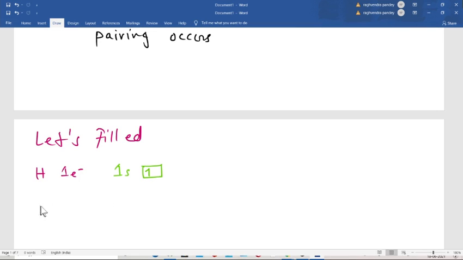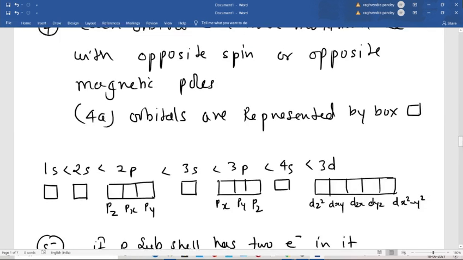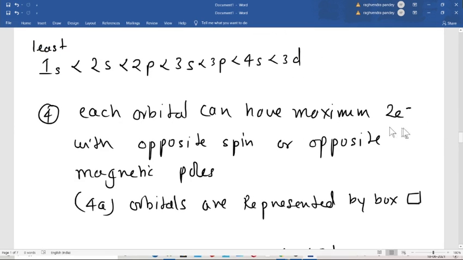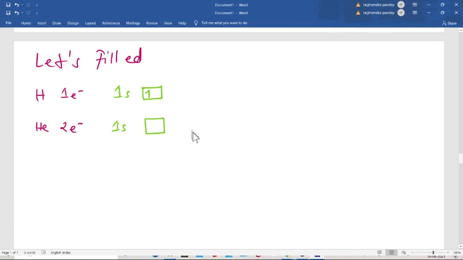Then comes helium. Helium has how many electrons? Listen carefully. It will come on Sunday's paper, but you have one day to read this. Helium has 2 electrons, so again it will come in 1s only. Now what I told you is that each orbital can have a maximum of 2 electrons with opposite spin or opposite magnetic force, which is one and the same thing. One electron has the north pole, the second electron the south pole, so spin is plus half and minus half.